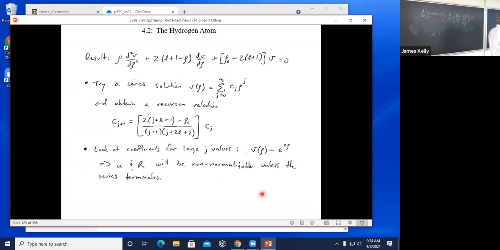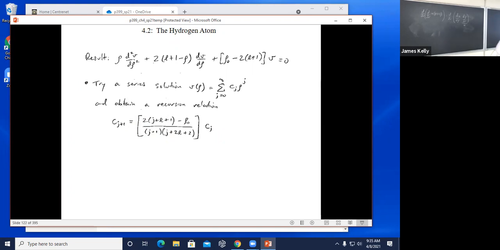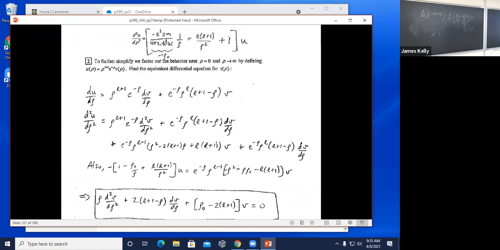In other words, from this recursion relation, you can see if some Cj happens to be 0, well, automatically Cj plus 1 is 0. And that means Cj plus 2 is 0. And Cj plus 3 is 0. And this function will be a polynomial rather than this e to the 2 rho kind of function. Now polynomials still diverge as they go off to infinity, but that's not the only piece. We're talking about v being a polynomial.